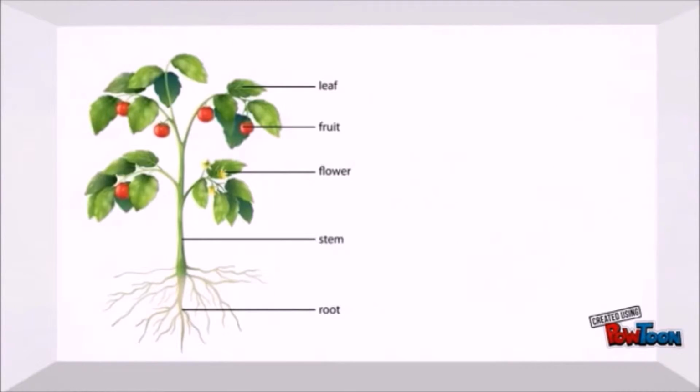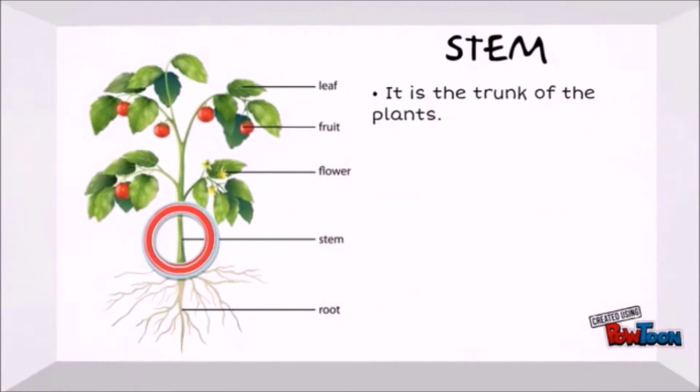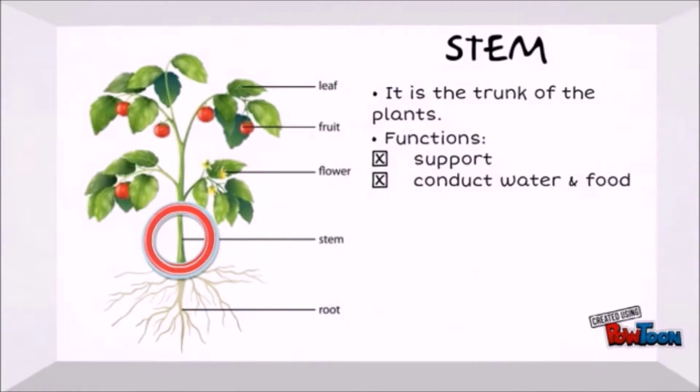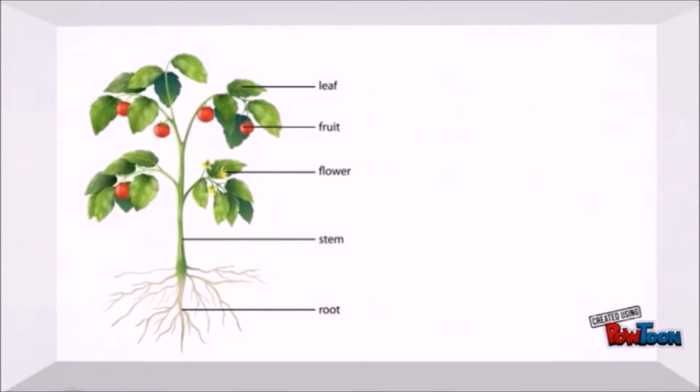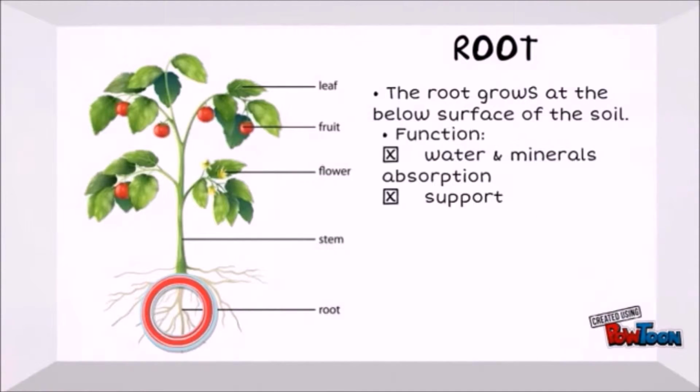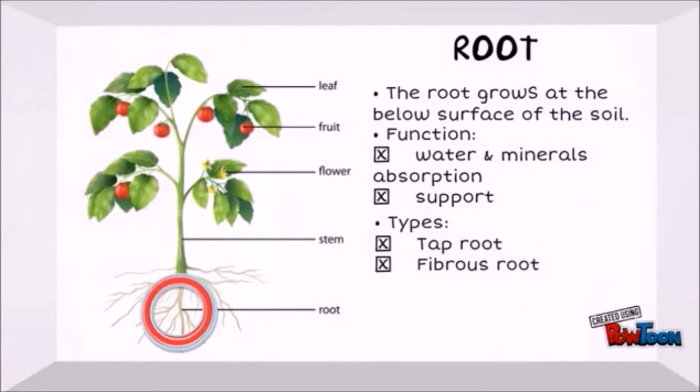What about stem? Stem is the trunk of the plant. It functions in supporting the plant and also to conduct water and food. Now, the last part of the plant, which is the root. Root grows below the surface of the soil. It functions in water and minerals absorption and also as support. There are two types of root. The first one is taproot and the second one is the fibrous root.